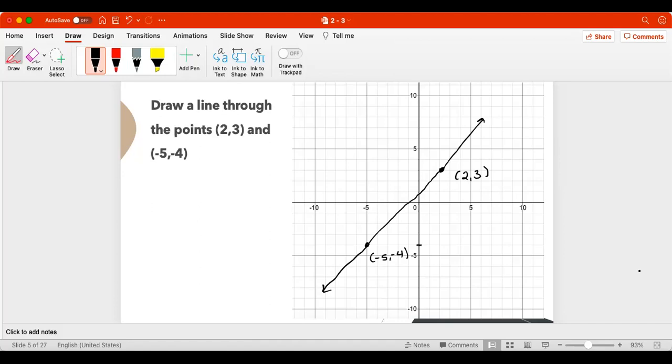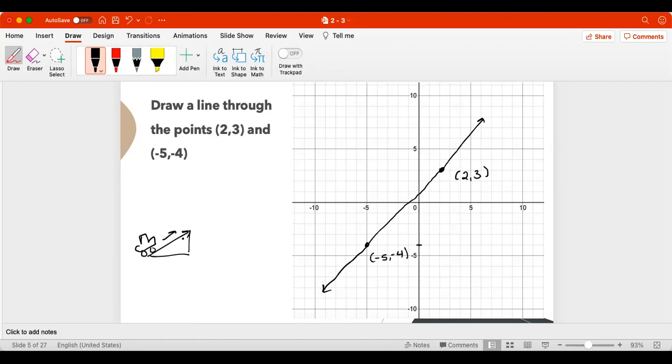Let's try another one. And before we move to the next one, what do we notice about this line? It's going up and to the right. In a few minutes, we'll talk about slope. And slope, you can think of it as an incline or a decline, like if you're driving in a car and you're going up a ramp, you'll think of slope as the steepness of the ramp.